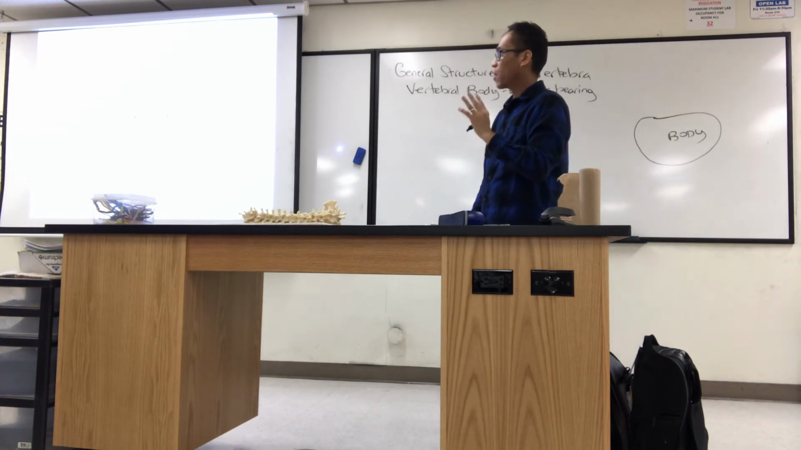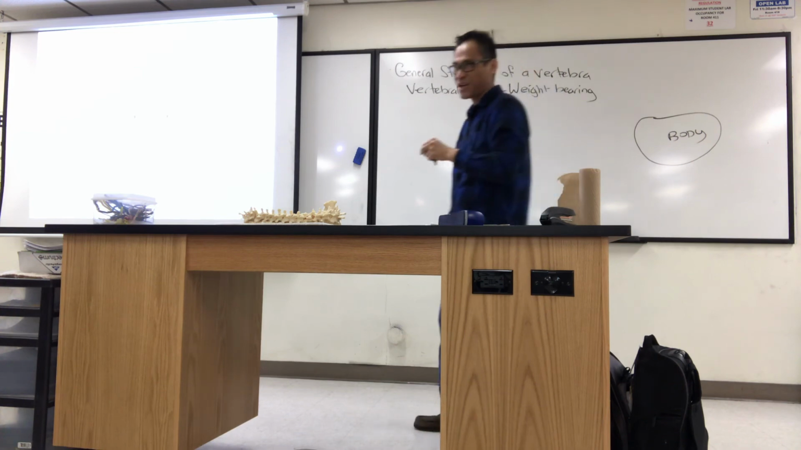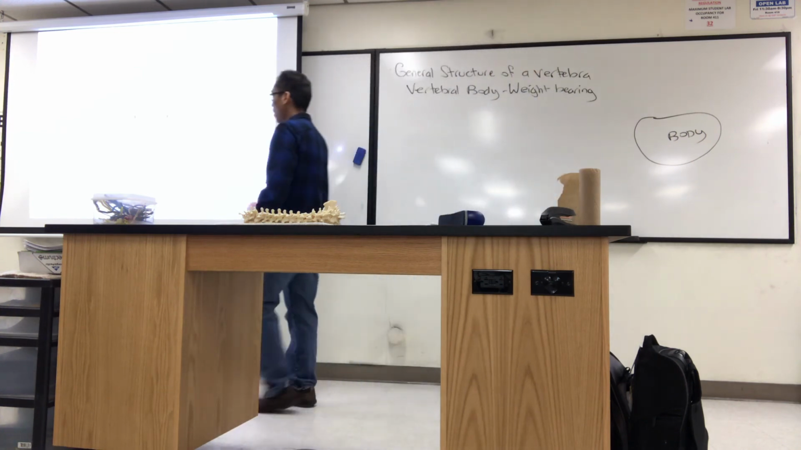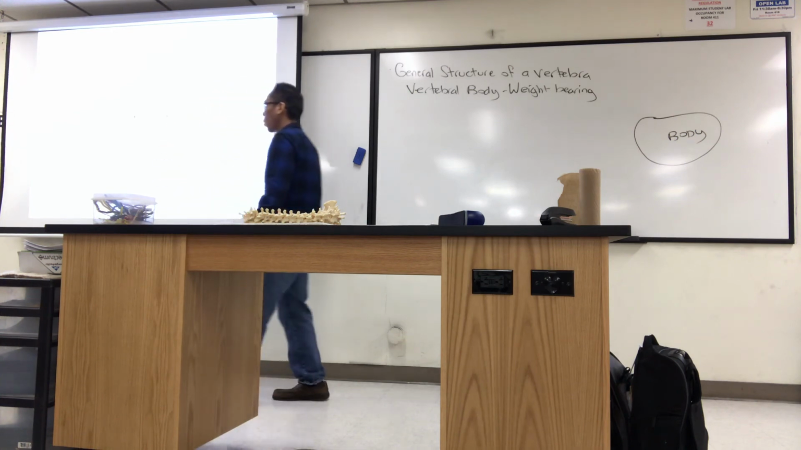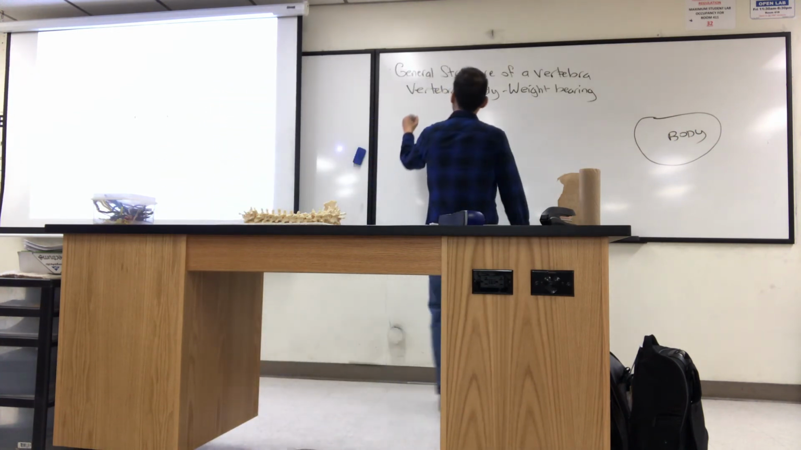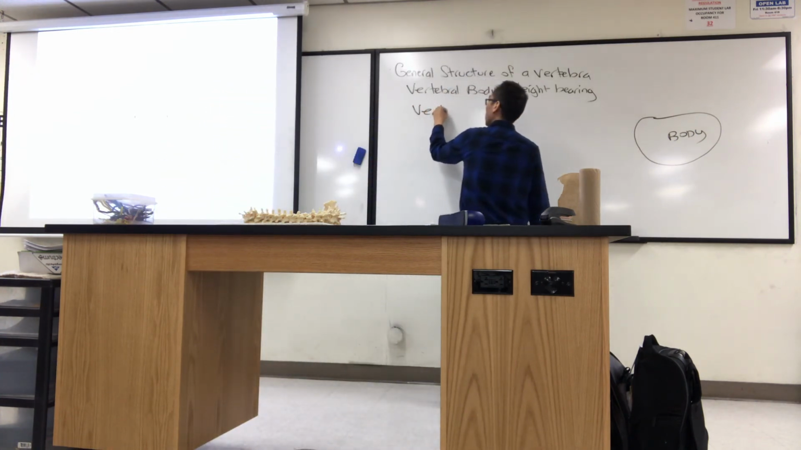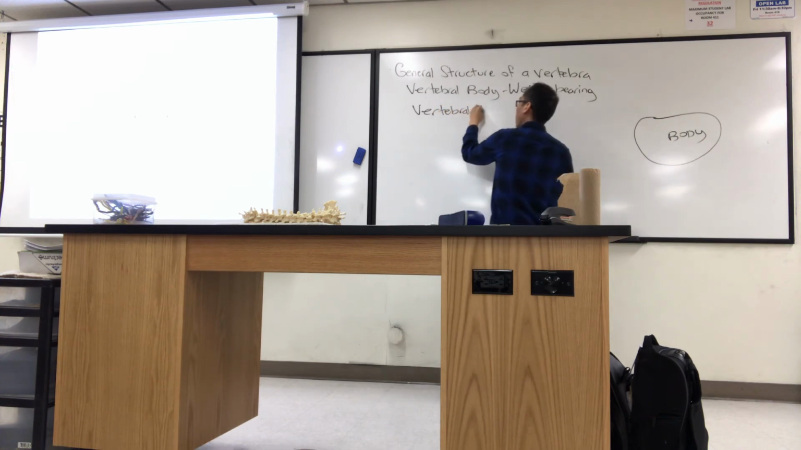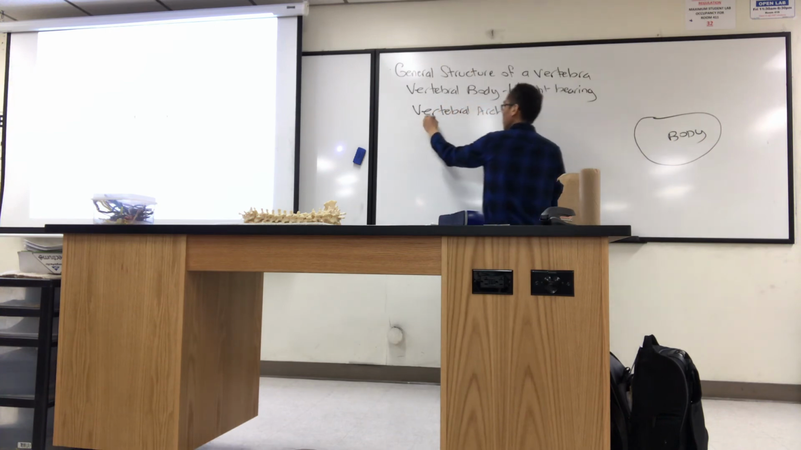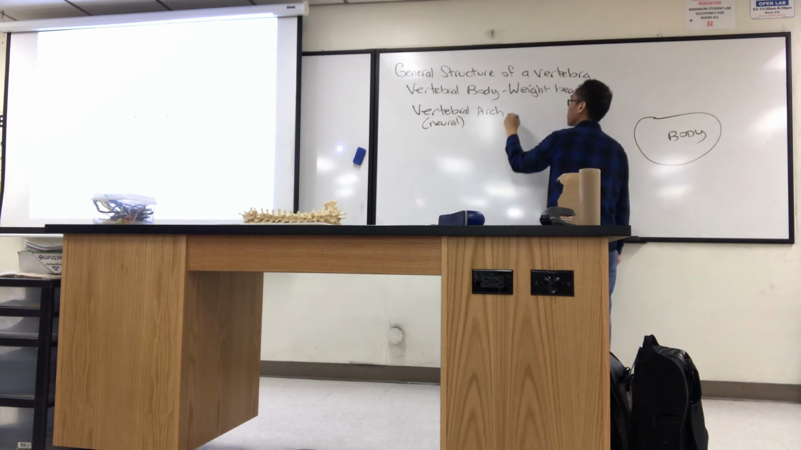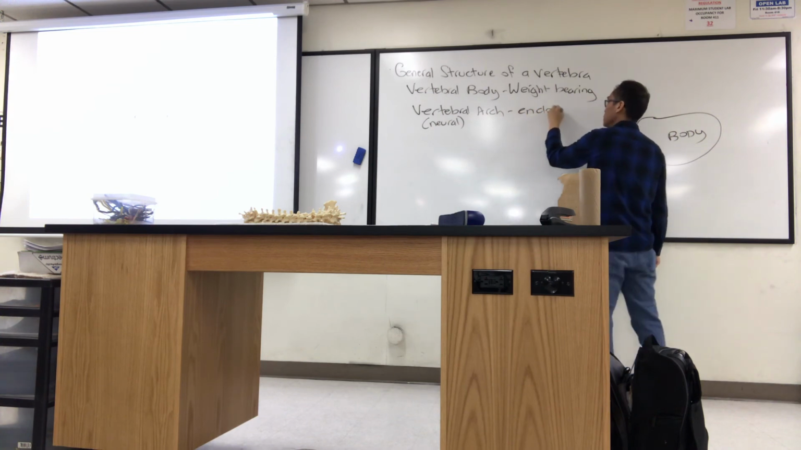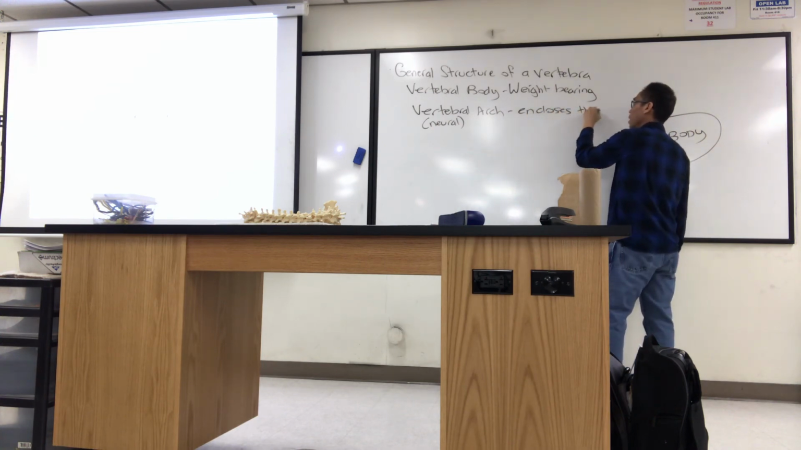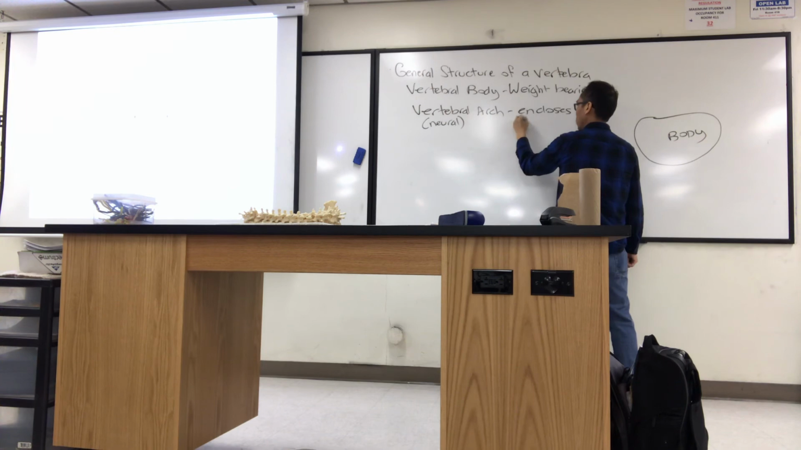And then you have what's called the vertebral arch. Sometimes it's called the neural arch, because it forms an arch over what's inside there, which is usually the spinal cord. Vertebral arch, sometimes called the neural arch, encloses the spinal cord.